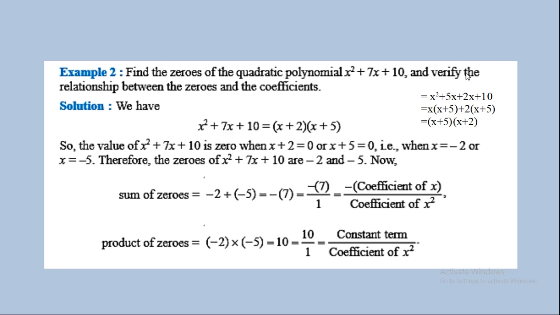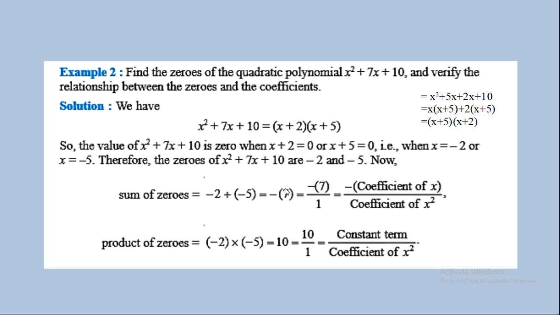Now we have to verify the relationship between these zeros and the coefficients of the polynomial. The sum of the zeros is minus 2 plus minus 5, which equals minus 7. This can be written as minus of the coefficient of x divided by the coefficient of x squared. Here the coefficient of x is 7, so minus 7 equals minus 7 divided by 1, since the coefficient of x squared is 1.